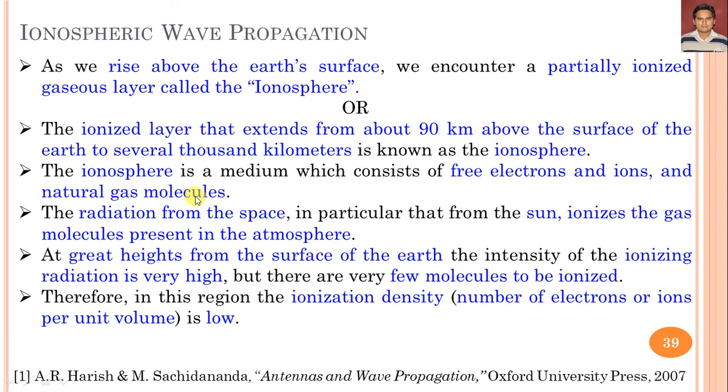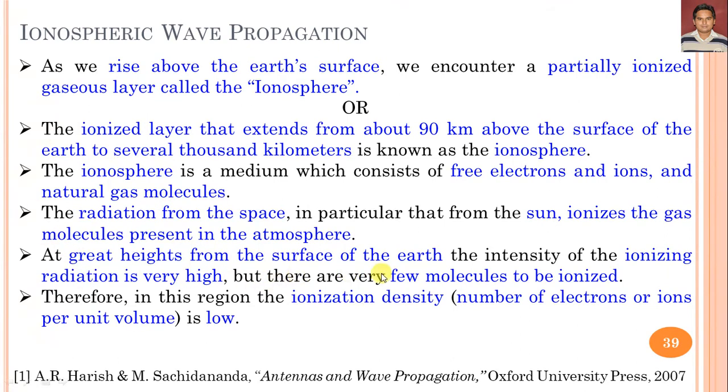The ionosphere consists of free electrons, ions and neutral gas molecules. Radiation from space, in particular from the sun, ionizes the gas molecules present in the ionosphere. Ionization is a process by which neutral atoms or molecules gain or lose electrons and are left with a net charge. It is called ionization.